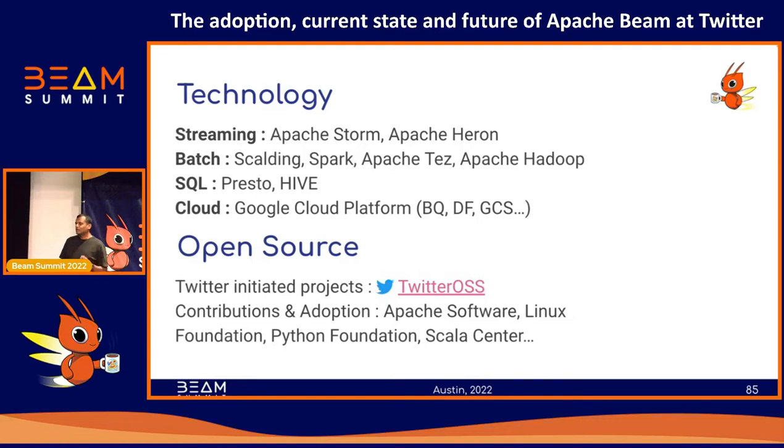If you consider stream processing, from the very beginning, Twitter has open sourced Apache Storm and later migrated to Apache Heron. For batch processing, we run a lot of heavy scalding jobs, which is a Scala layer on top of cascading, as explained earlier. We have use cases on Spark and Tez, and all of them running on huge Hadoop clusters. We have also some SQL use cases with Presto and Hive. And in the recent years, we have been expanding our use cases on Google Cloud, utilizing Dataflow, BigQuery, and GCS.